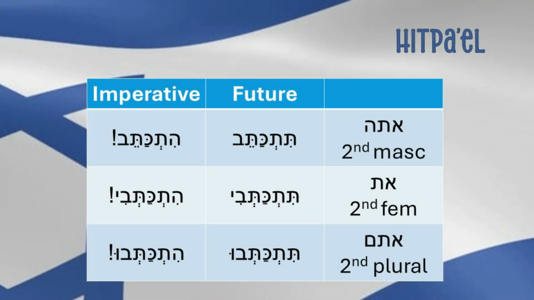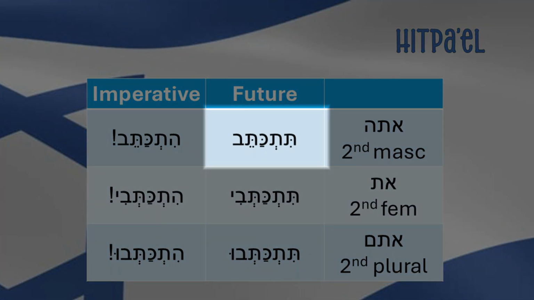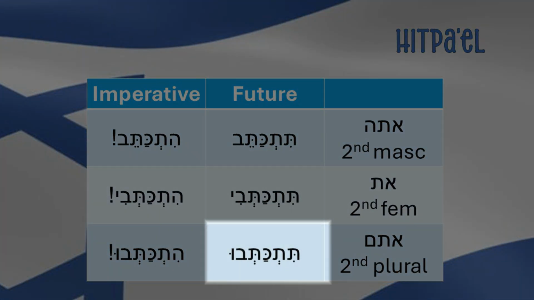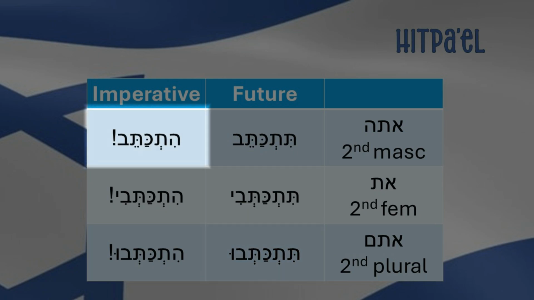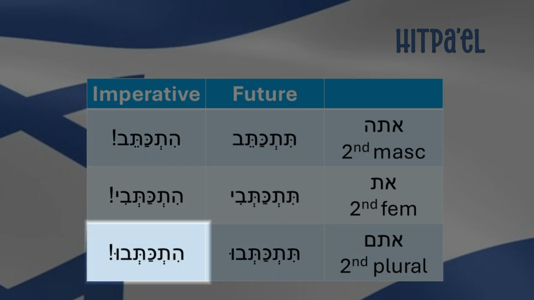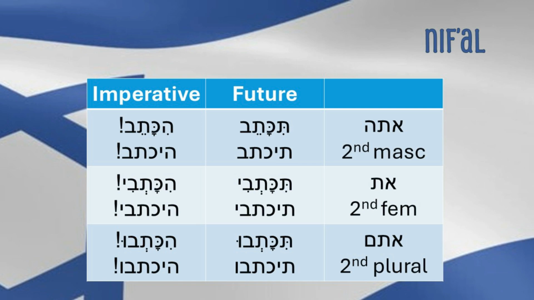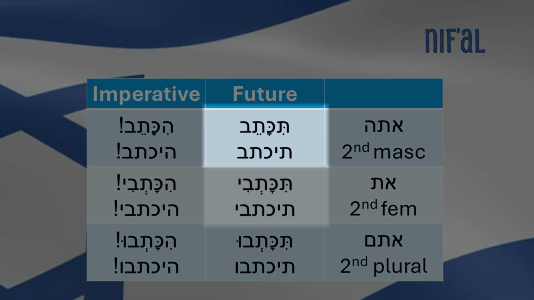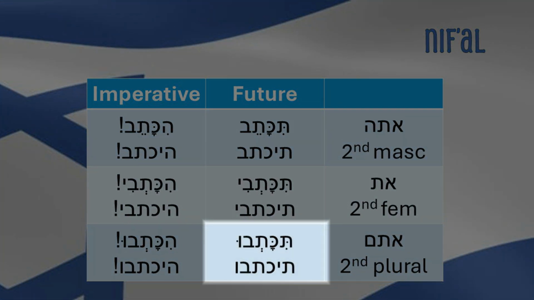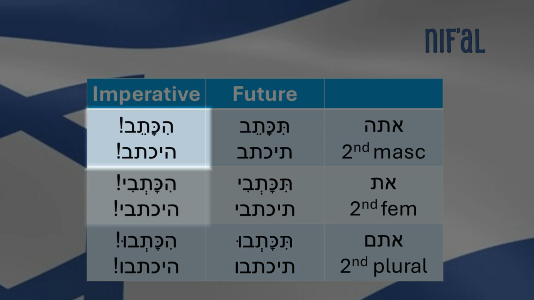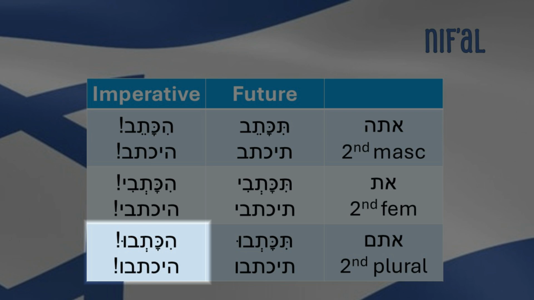So for hitpa'el, we have titkatev, titkatvi, titkatvu. And in the imperative, it's hitkatev, hitkatvi, hitkatvu. And for nif'al, we have tikatev, tikatvi, tikatvu. And the imperative is hikatev, hikatvi, hikatvu.